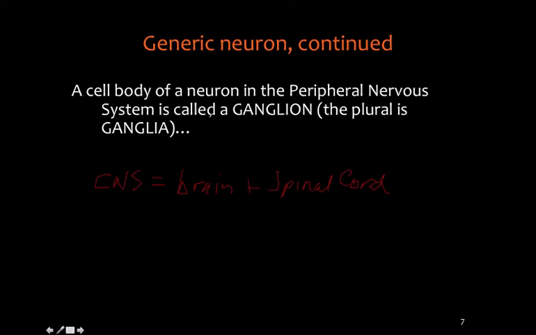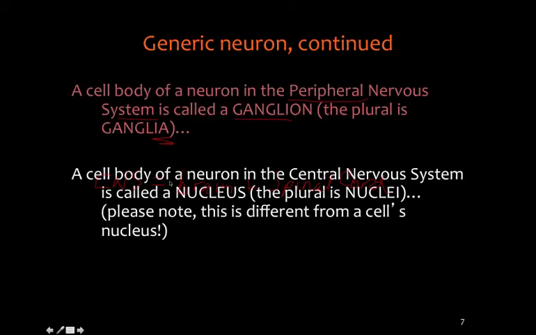So when we talk about neurons in the peripheral nervous system, their cell bodies have a very specific name. One individual cell body of a neuron in the peripheral nervous system is called a ganglion, and the plural is ganglia. This is a helpful locator word: when we see the word ganglion, we know that we're in the peripheral nervous system. That's the basic clue there.